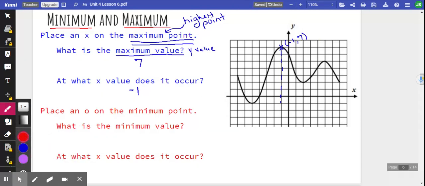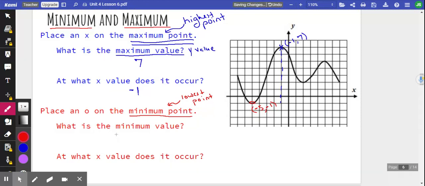So the opposite of maximum is going to be minimum. Minimum would be the lowest point. So now we're going to put a little O on the lowest point. When we follow this down, it comes down, goes back up, comes back down, but it's not as low, goes back up, comes back down. The lowest point on this graph is this point right here, which is the point -5, and then down 1, -1.